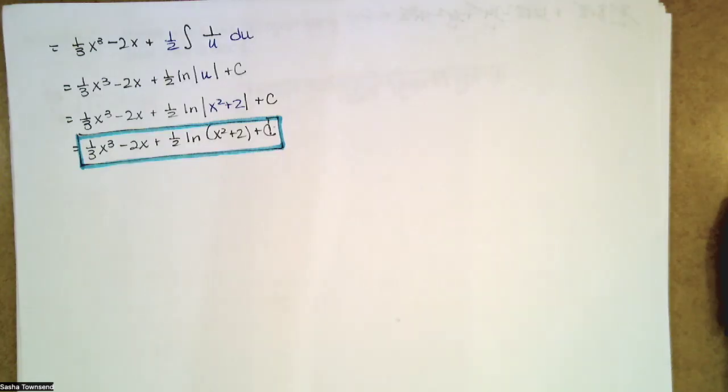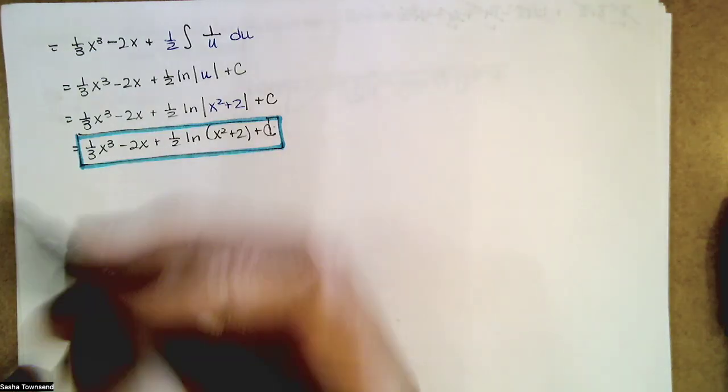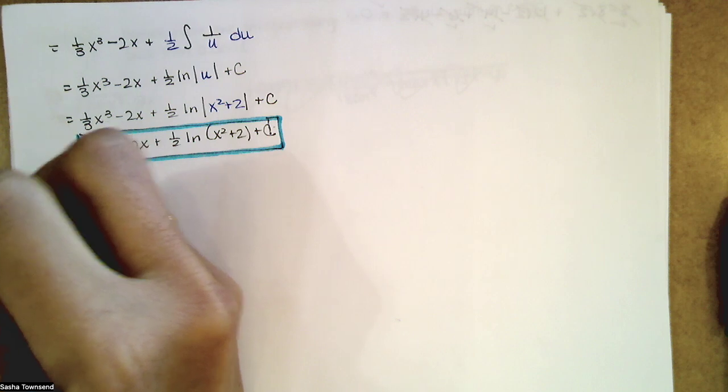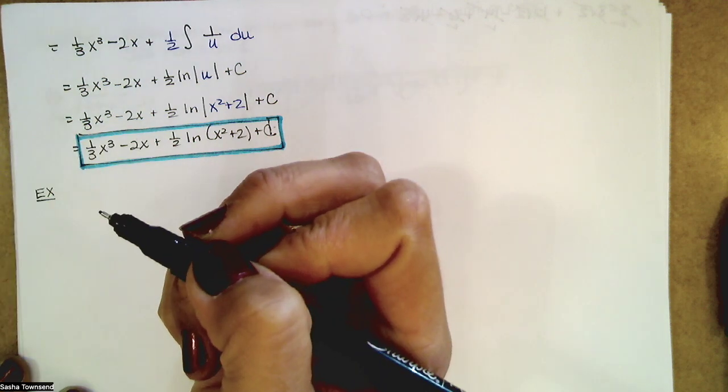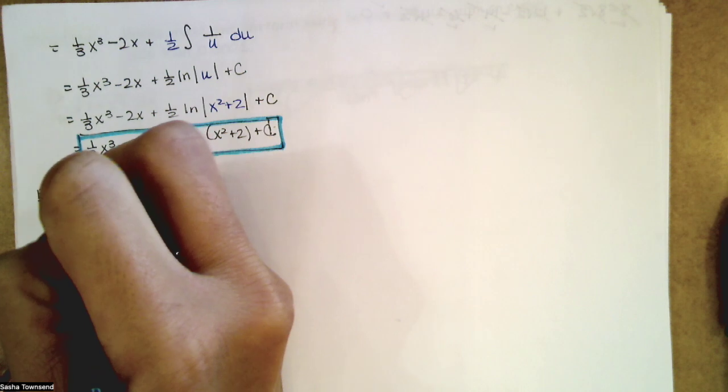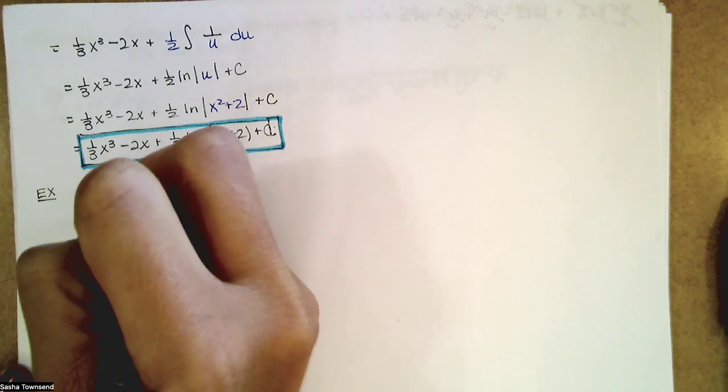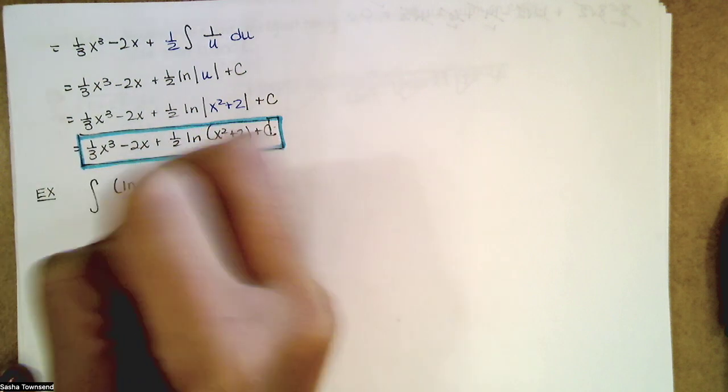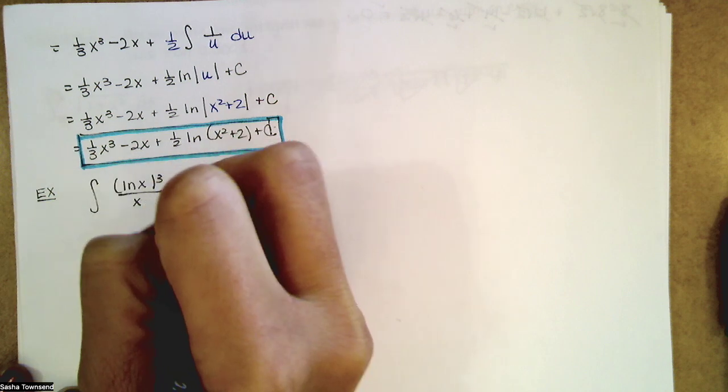All right. Now let's look at another problem. Let's say you have the antiderivative of natural log of x quantity cubed divided by x. Okay.